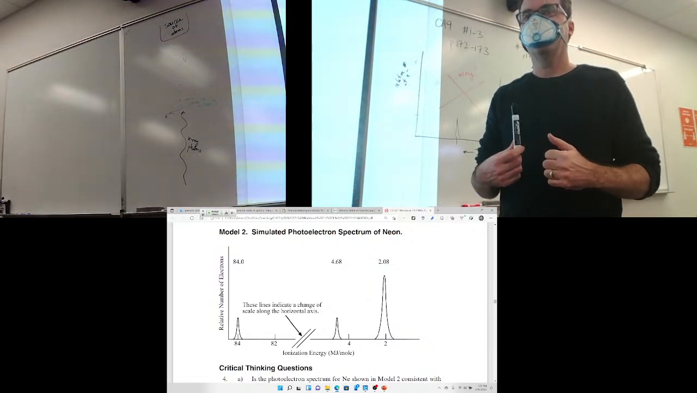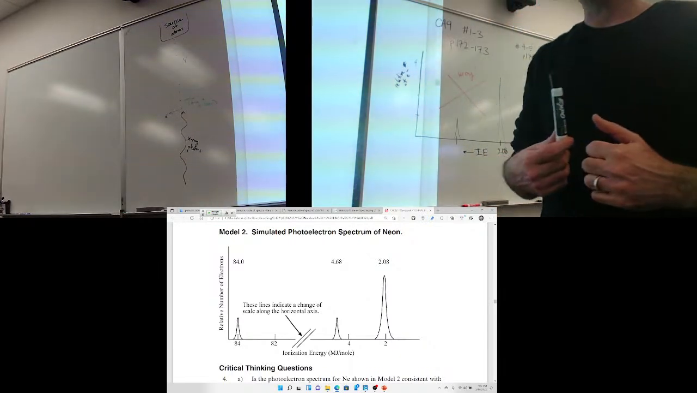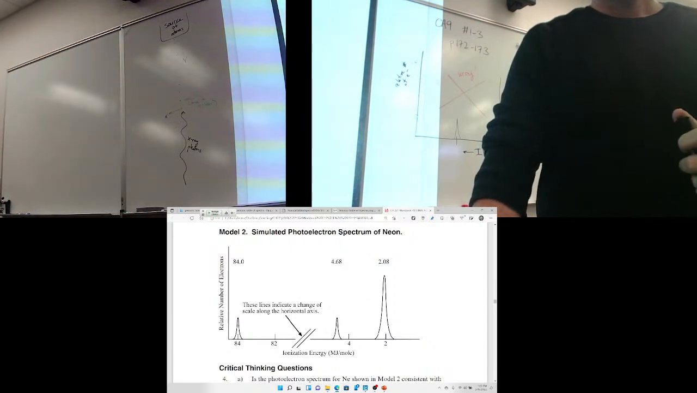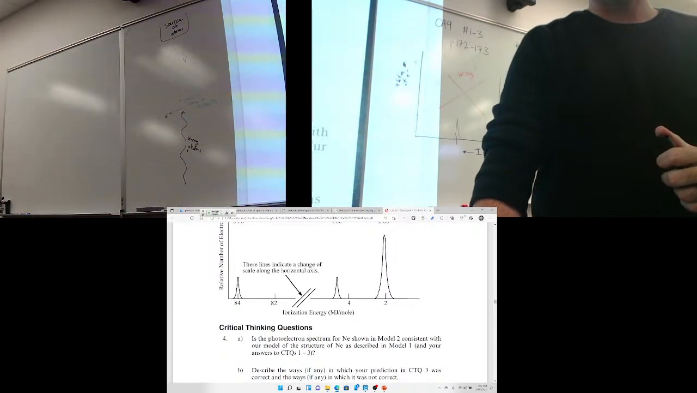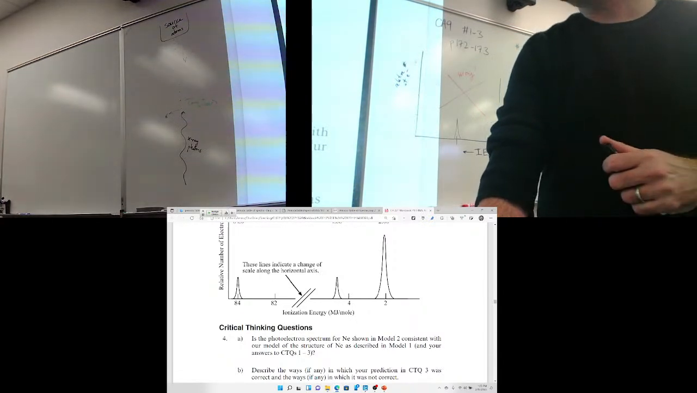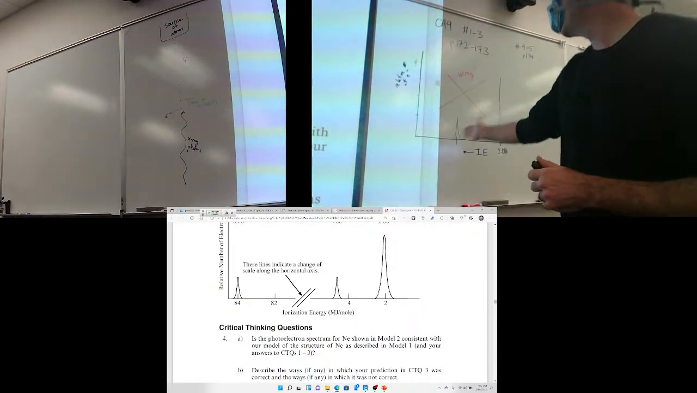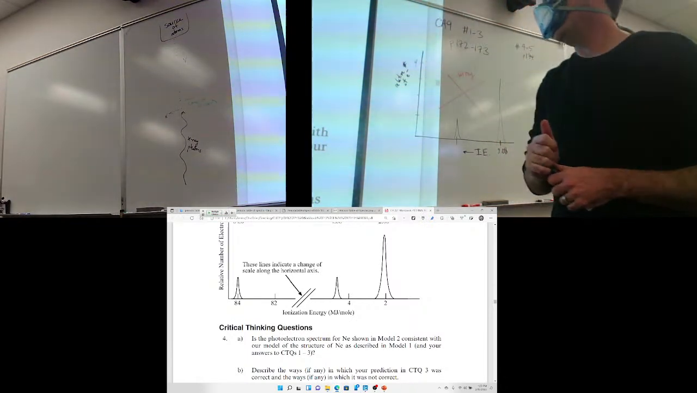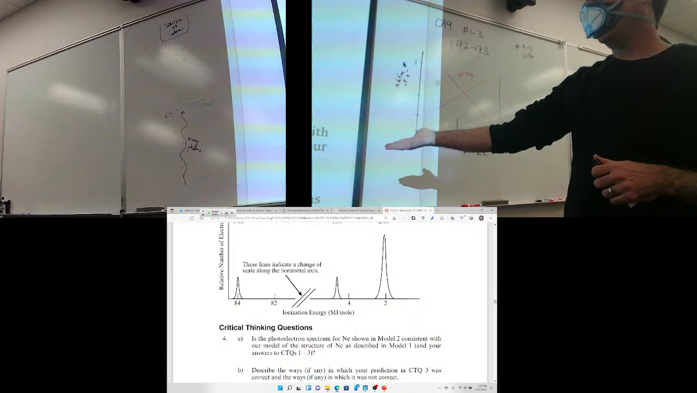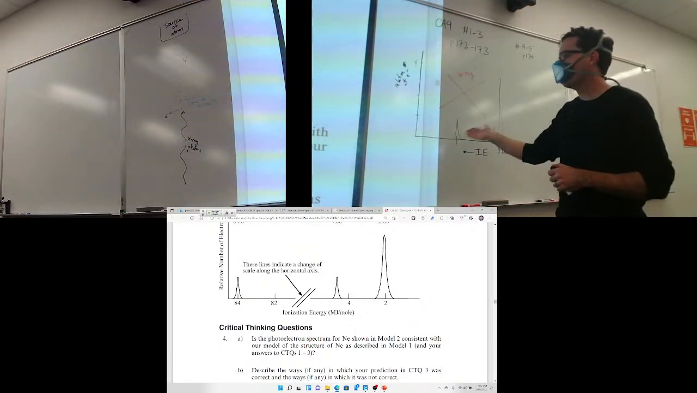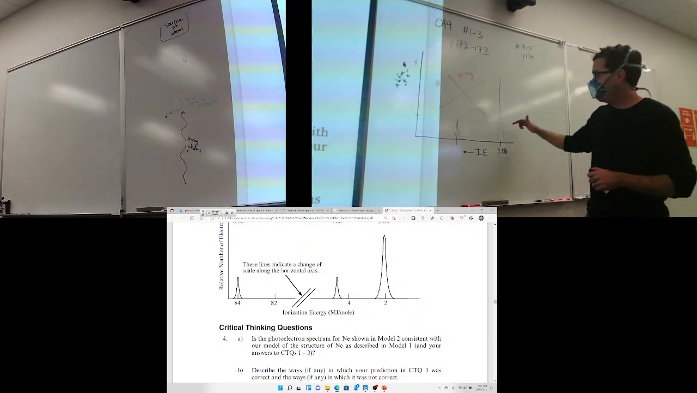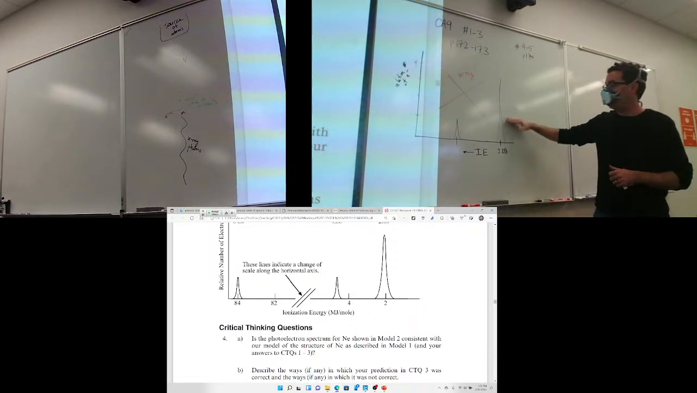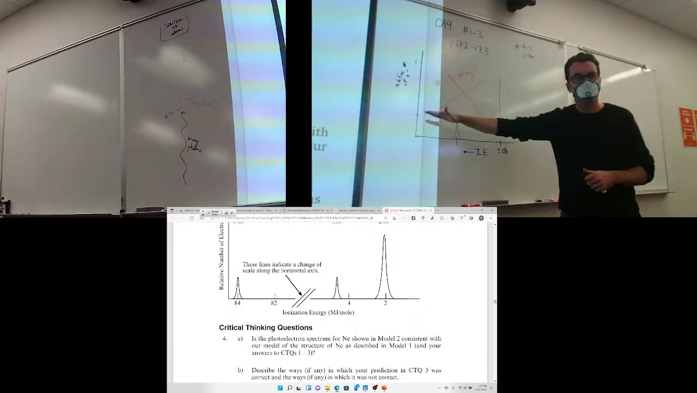Okay. Anybody figured out some of this electron stuff? So let's answer 4A real quick, 4B. So, is it consistent? No. It doesn't match. It's supposed to be 2. This has got 3. How was our prediction correct and how was it not correct? Well, we got the wrong number of peaks. But we did guess that the big peak was the low energy one and everything else was higher.